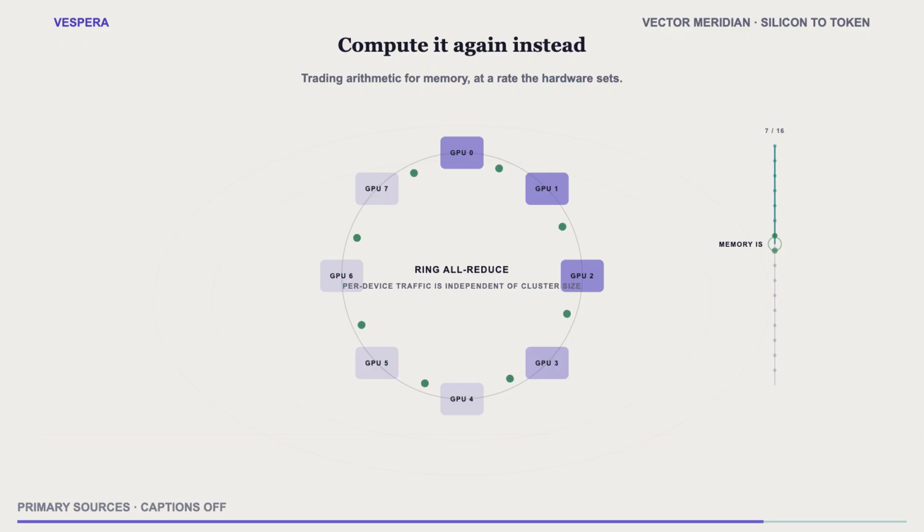You're spending the thing you have too much of, and notice that the same trade appears at every level of the stack, which is how you know it is fundamental rather than a trick. Tiling recomputes indices to avoid storing intermediates. Flash attention recomputes attention weights in the backward pass, rather than storing the quadratic matrix. Checkpointing recomputes activations. Every one is arithmetic spent to avoid touching memory, and every one wins.